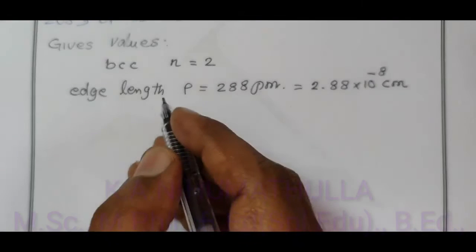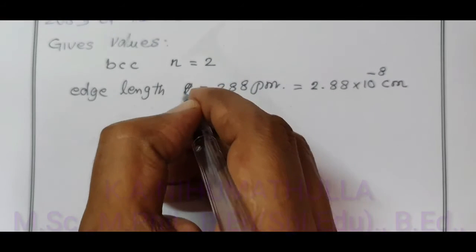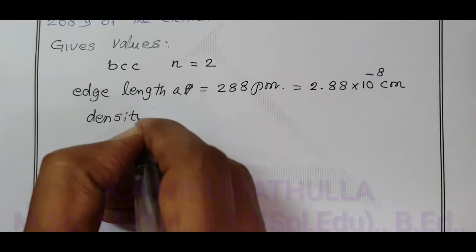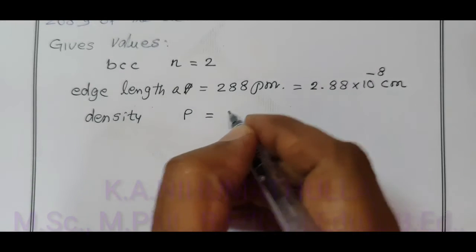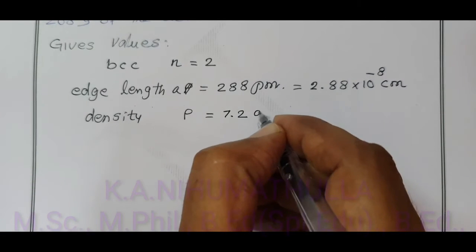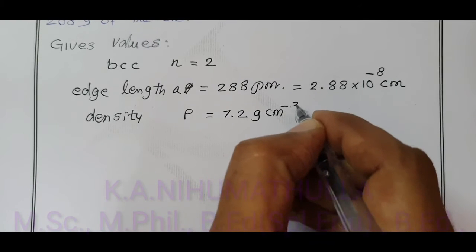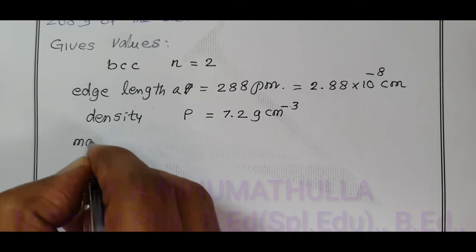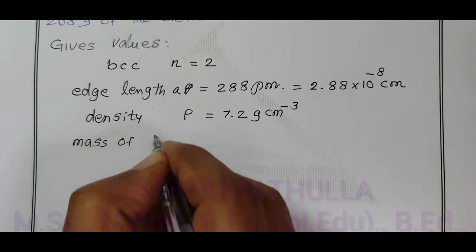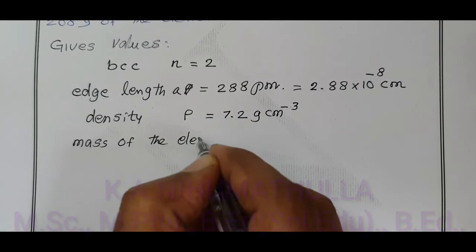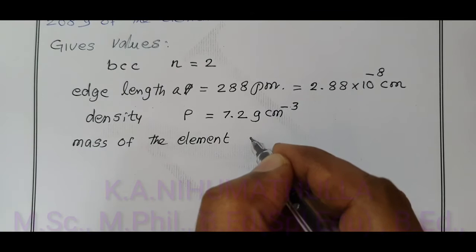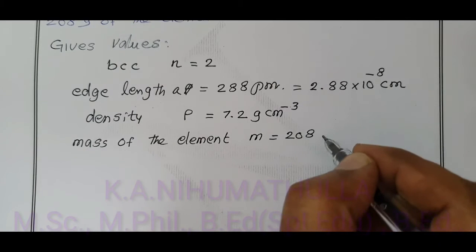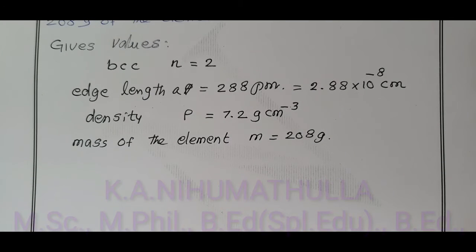Then edge length value a. Density rho value is equal to 7.2 gram per centimeter cubed. Mass of the element, or weight of the element, W or small m, is given as 208 gram. The density value is given.